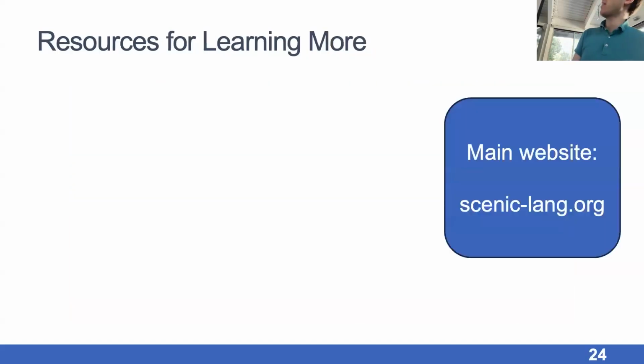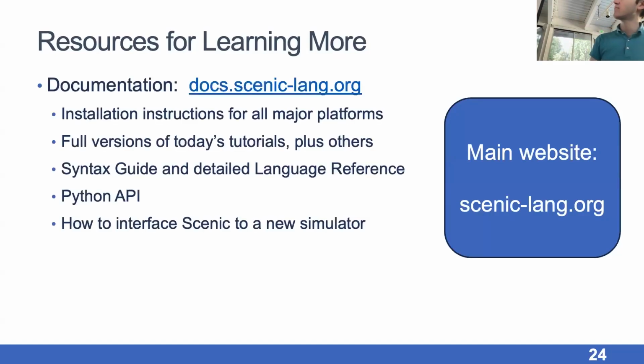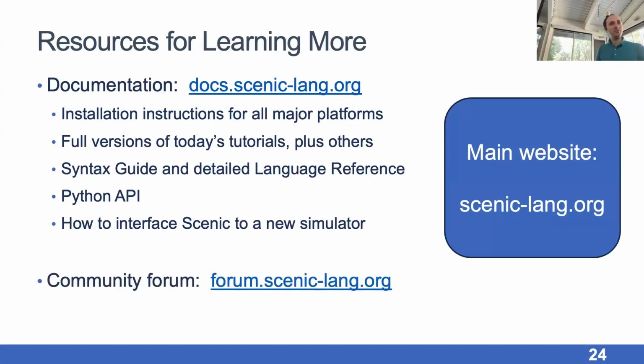Okay, I'll just mention, since you asked about documentation, I'll put this up again later, but we have our main website, sceniclane.org. From there, you can get to the documentation page, which has installation instructions, longer versions of the tutorials we're doing today, etc. The syntax guide is what I was just referring to. It's just one page that summarizes all of the syntax, and you can click on anything that you want to know about in detail, and it'll take you to the detailed specification of that. So that's all there. We also have the forum, which is a great place to ask questions about Scenic and get help.